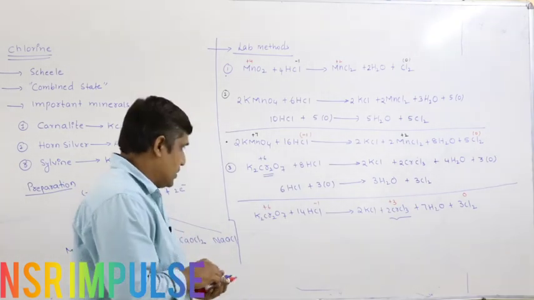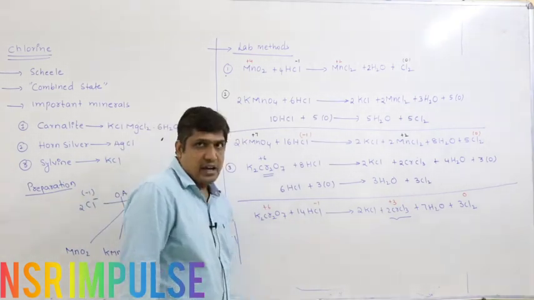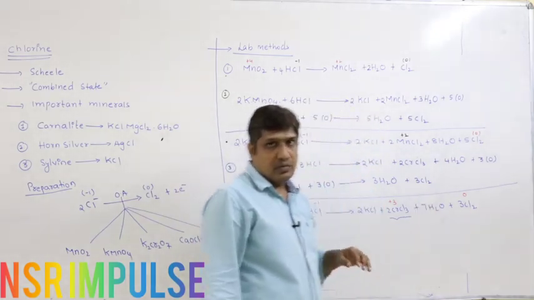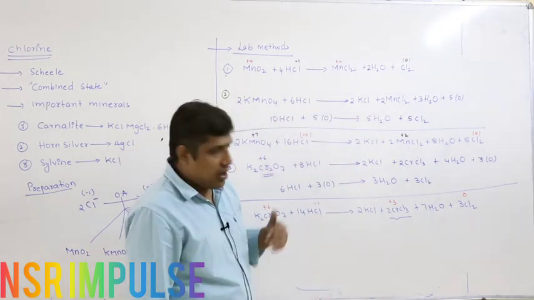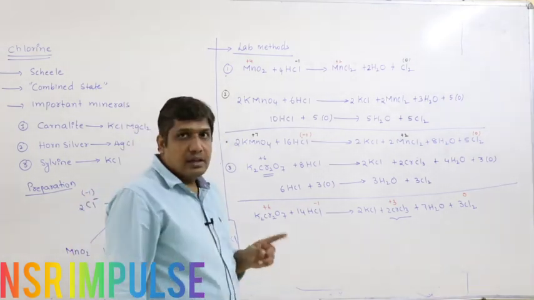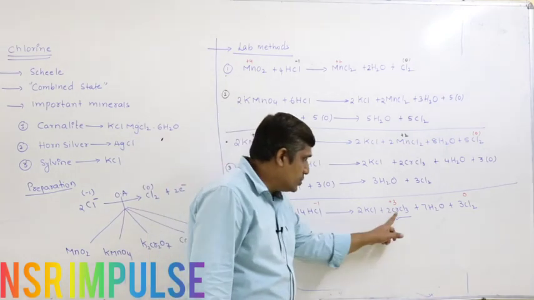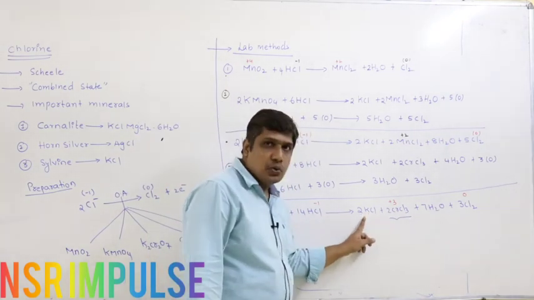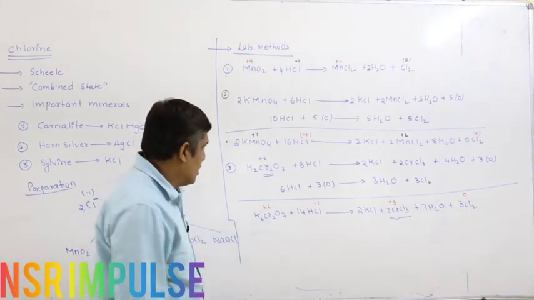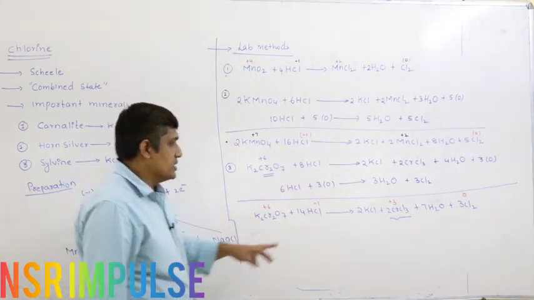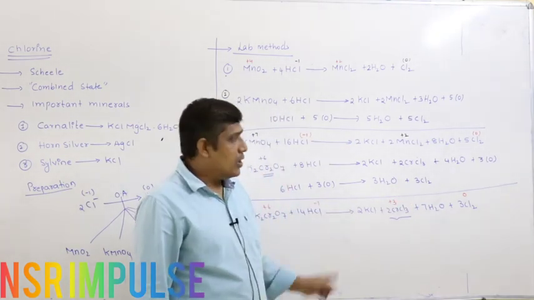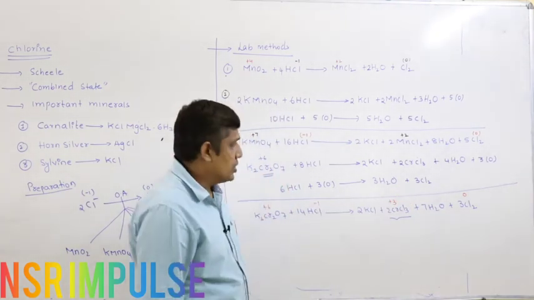Now see, out of 14 chloride ions, how many are converted into chlorine atoms? 6. Out of 14, 6 are oxidized, converted into chlorine atoms. So remaining 8 remain as such. 2 into 3, 6 chloride ions plus 2 chloride ions, total 8 chloride ions remain as such. So 1 mole can oxidize 6 chloride ions to chlorine atoms, or 3 moles of chlorine molecules.